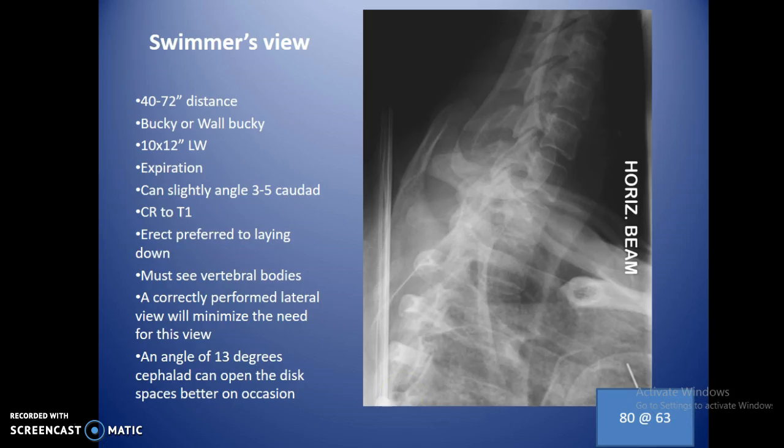Swimmer's view, as covered before, you just want to make sure that you can see whatever vertebra at the superior border, either T1, T2, maybe sometimes T3, if you have a very thick person towards the shoulder area. Down here, you can use an angle of 13 degrees cephalad. It opens up some of the disc spaces a little bit better in this area.